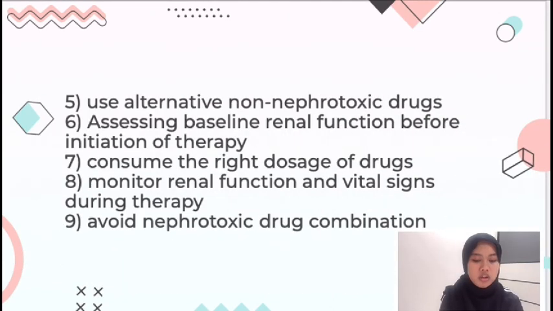Number 5, use alternative non-nephrotoxic drugs. Number 6, assess baseline renal function before initiation of therapy. Number 7, consume the right dosage of drugs. Number 8, monitor renal function and vital signs during therapy. And number 9, avoid nephrotoxic drug combinations.